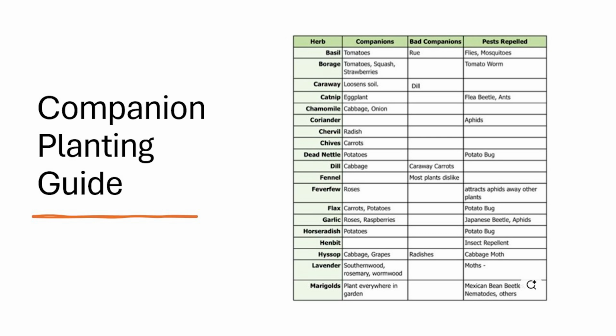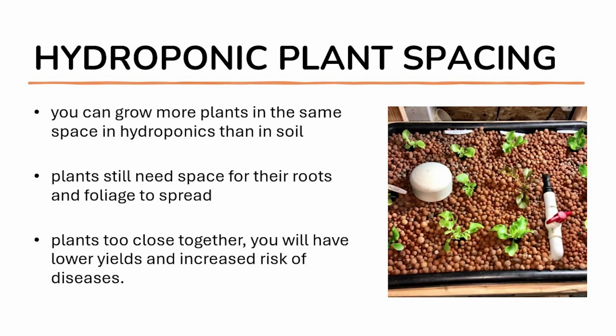Make sure that you don't put a hungry plant at the top of your system, starving out everybody below. So it's more companion planting. Then we go into spacing.